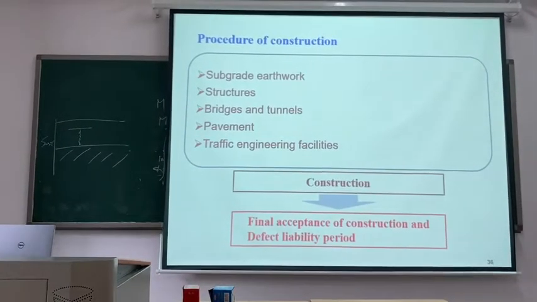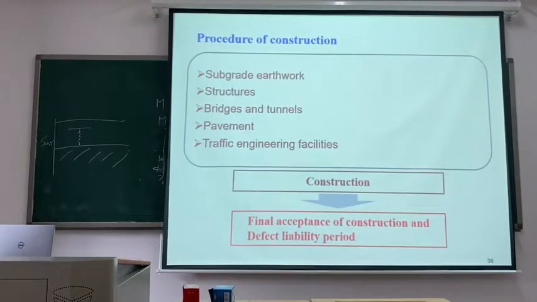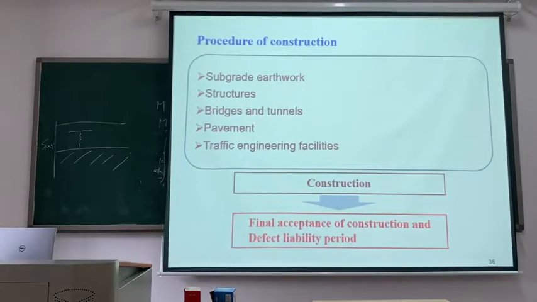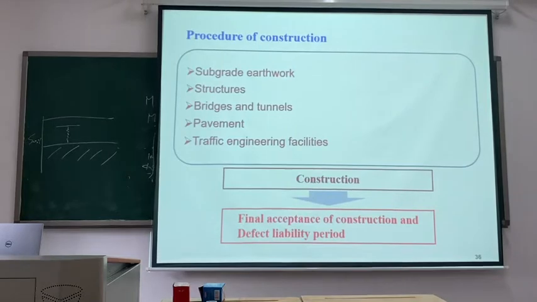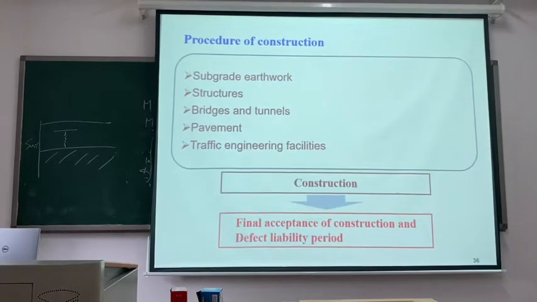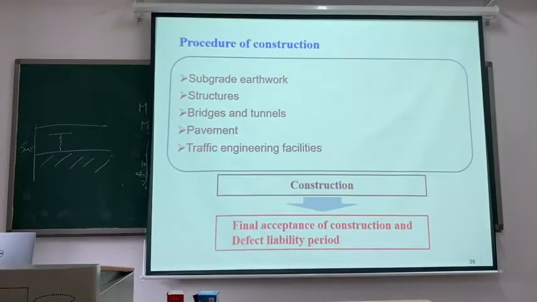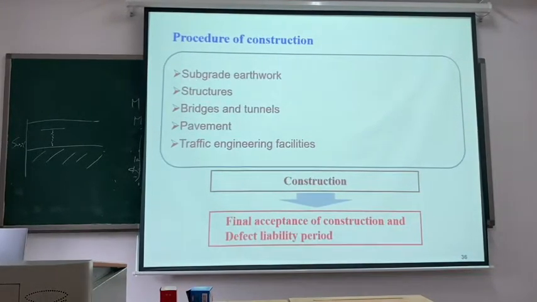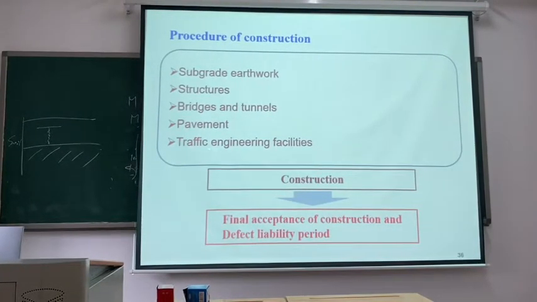Construction. In this stage, we do subgrade earthwork, structures, bridges and tunnels, pavement, and traffic engineering facilities. This is about highways we should do. So about five aspects, just like subgrade earthwork, structures, bridge and tunnel, pavement and traffic engineering facilities.